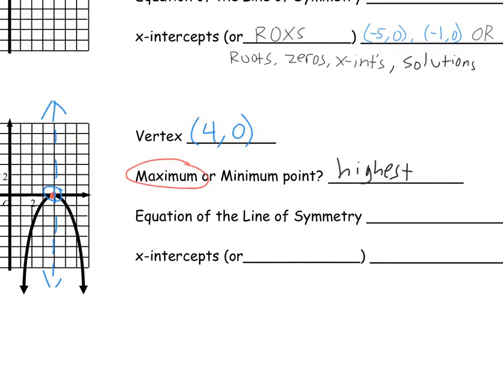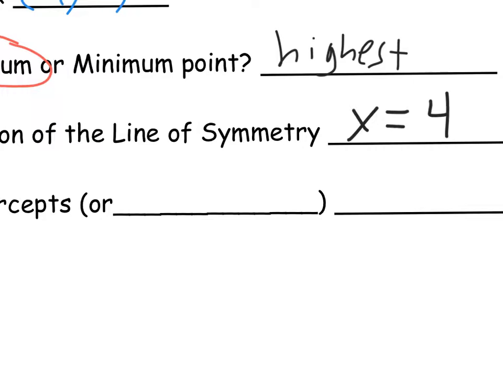Now the equation of the line of symmetry, meaning that dashed line: where does it cross the x-axis? It's going to be x equals. What number does it cross the x-axis at? Say it louder. 4. Okay, x equals 4.